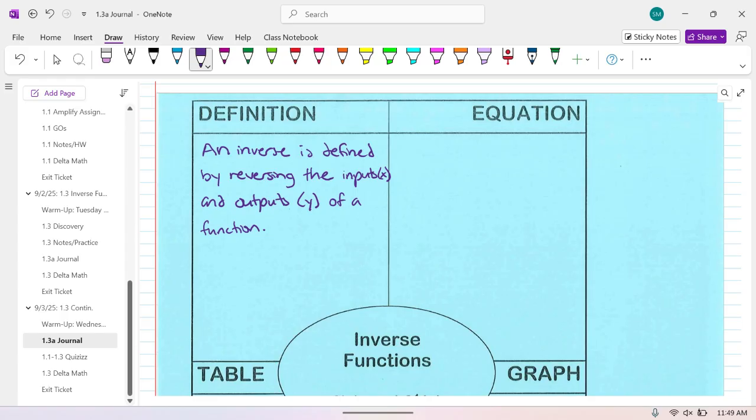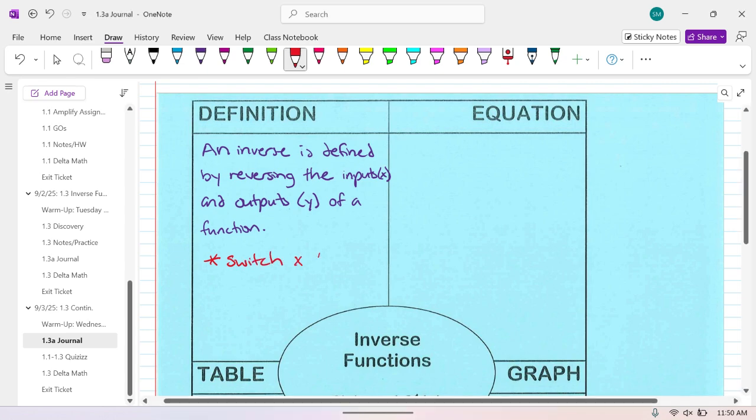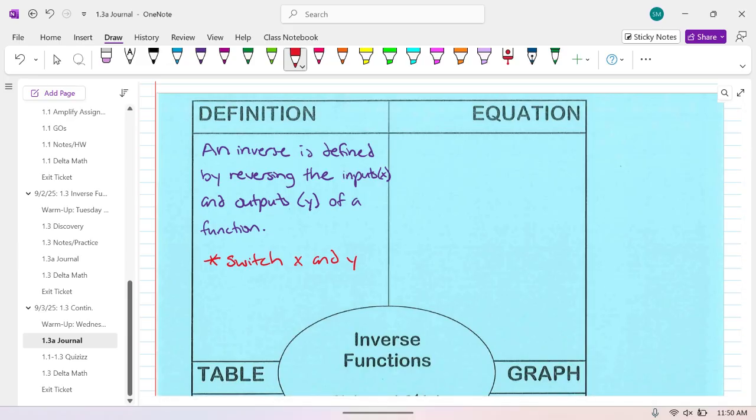That's a lot of words, but specifically, all you need to remember when it comes to the definition of an inverse is that you switch x and y. That's the bread and butter of anything inverse. That's your first step when you're solving the equation. That's essentially what you do if you're going from a table or a graph. You just switch the x and y.